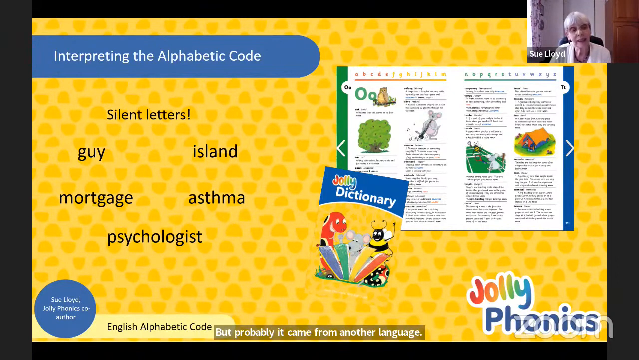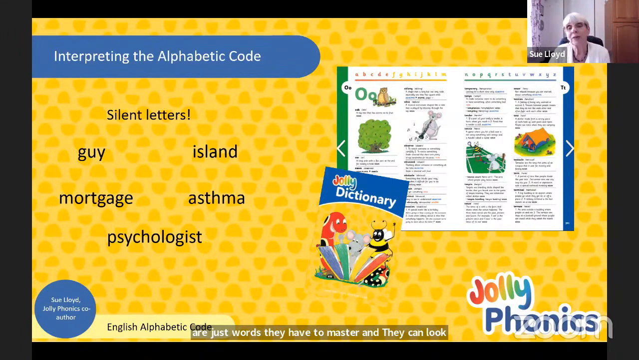Mortgage: does the T go with the O, or does the T go with the G? And asthma: is the TH going with the S, or is the TH going with the M? So it's easier to just say you can't hear it, silent. And that suits little children better. Later on, they can learn it slightly differently, but in the end, these are just words they have to master and learn. They can look them up in the dictionary.